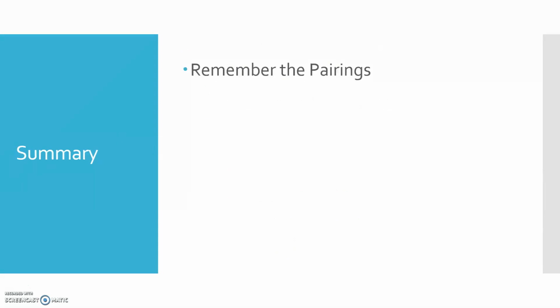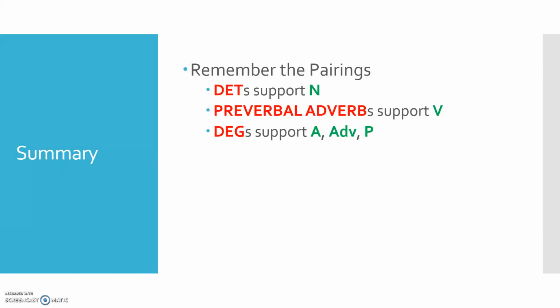Okay, so the key thing here is to remember the pairings, especially when we're doing noun phrases, verb phrases, and adjective, preposition, and adverb phrases. Remember these pairings. The job of the determiner is to support the noun. The job of the preverbal adverb is to support the verb. The job of the degree word is to support adjectives, adverbs, and prepositions.